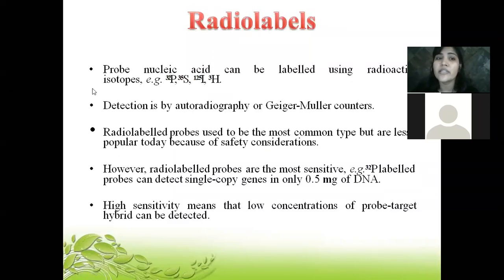So radio labels. Probe nucleic acid can be labeled using radioactive isotopes: phosphorus, sulfur, iodine, and hydrogen. Detection is by autoradiography and Geiger-Muller counter. So generally radio labeled work is done in very different labs, for example BARC over here in India, in Maharashtra at least. So we have the BARC lab which handles this kind of radio labeled probes.